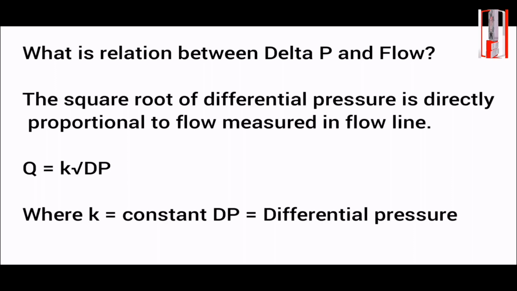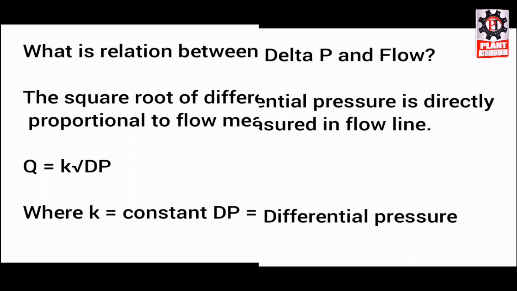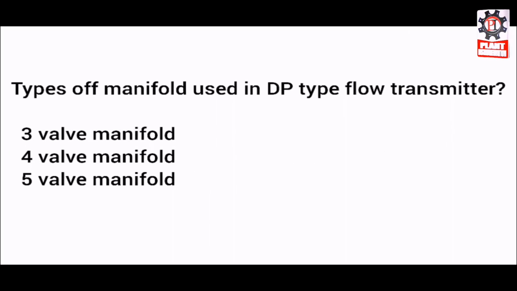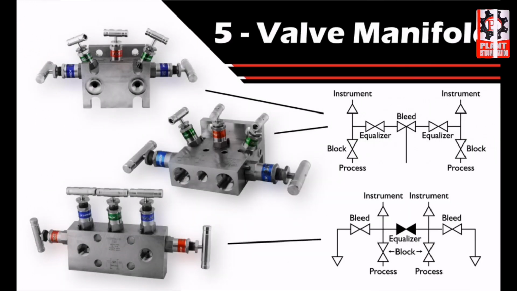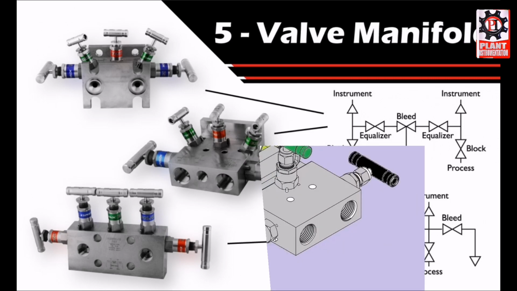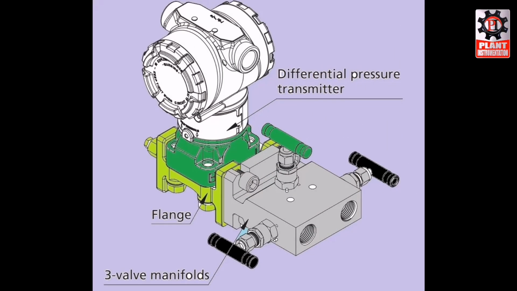The square root of differential pressure is directly proportional to flow measured in the flow line. Q is equal to K under root dP, where K is a constant and dP is the differential pressure. Types of manifold used in DP type flow transmitter: 3-valve manifold, 4-valve manifold, 5-valve manifold.